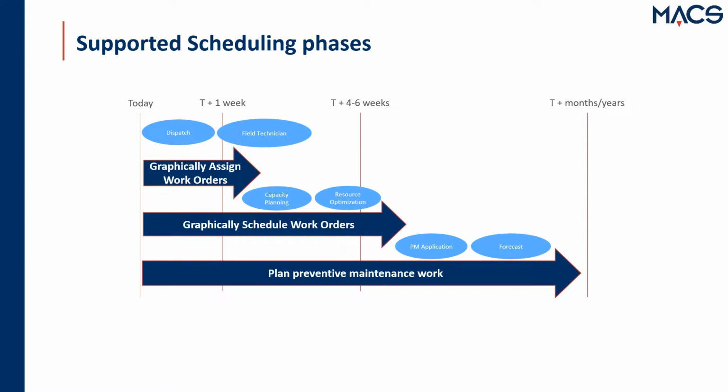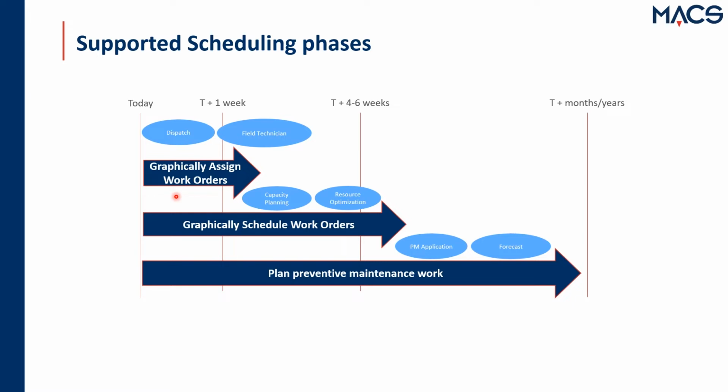And we are basically getting a very broad view on this, because it starts from today. So when it comes to scheduling, you have the ability to do it from today, but also from today plus 1 week or plus 4 to 6 weeks. You can even support scheduling phases for multiple months or even years. And then you can see in the arrows that the different phases also have different kinds of records behind them.